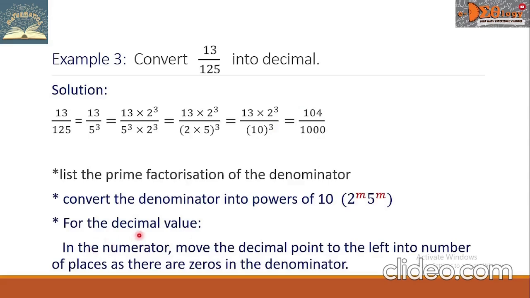For the decimal value, this is what we will do. In the numerator value, we're going to move the decimal point to the left in number of places as there are zeros in the denominator. Our denominator is 1000. So we have here 3 zeros. Our numerator is 104. The decimal point is after the number 4. So we're going to move the decimal point 3 places to the left. So the decimal will be like this, 0.104. This is the final answer.